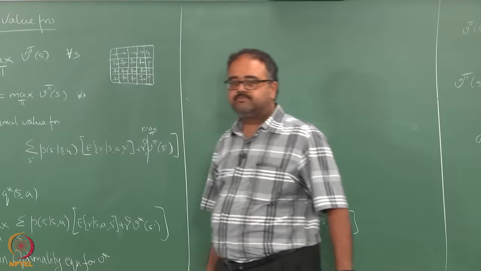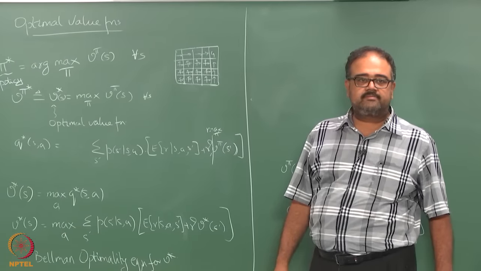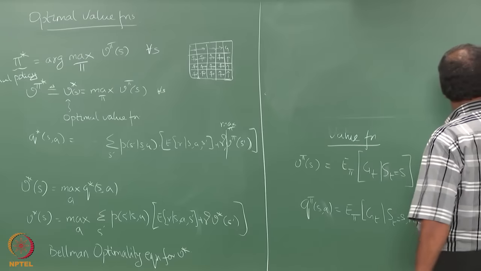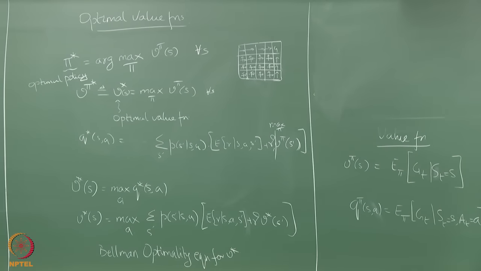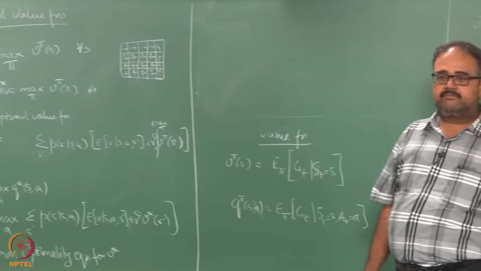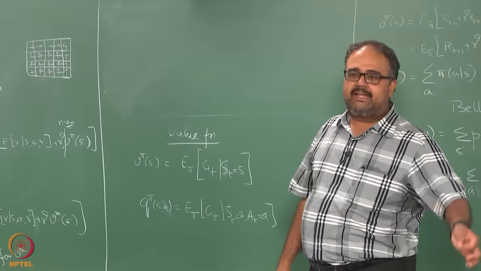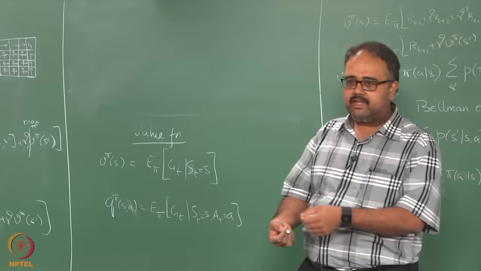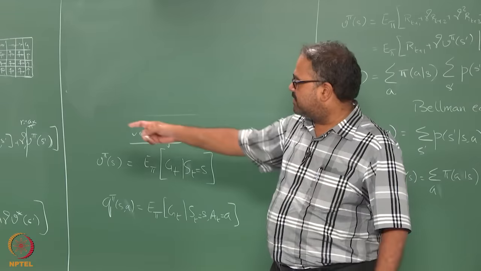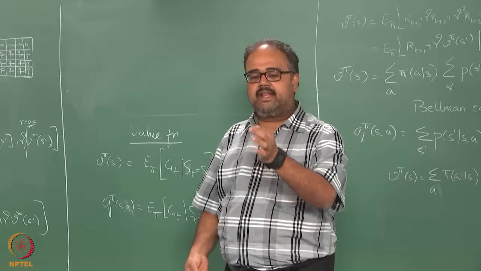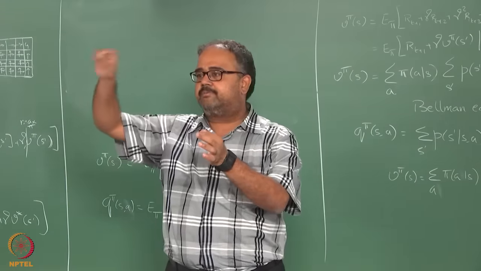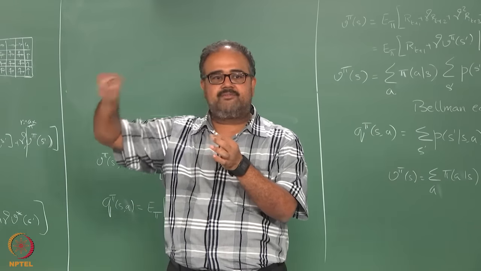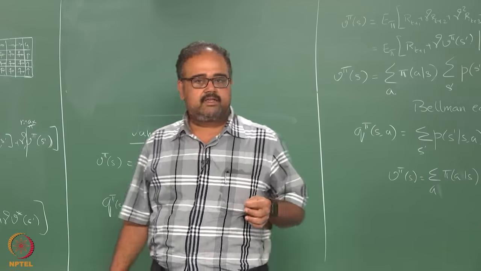Suppose I give you V star, how will you recover an optimal policy from that? So I have to now figure out what action I have to take in each state, right? And I have to take that action that achieves the max. What do I mean by achieves the max? In the case of V star, I should take an action, figure out where I will land up at, and take that action that gives me the max over that.